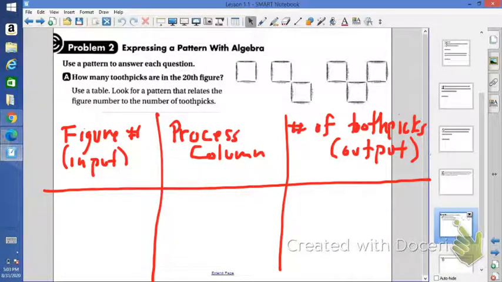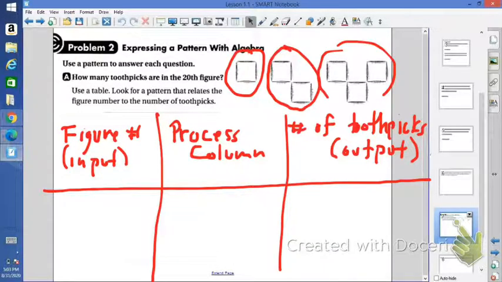Alright, so here we're expressing a pattern with algebra. How many toothpicks are in the 20th figure? Use a table, which I've constructed here, and what you want to construct on your guided notes. Look for a pattern that relates the figure number to the number of toothpicks. This right here is the first figure. This is the second figure, and that's the third figure. So I'm going to write down 1, 2, and 3. Those are our three figures.